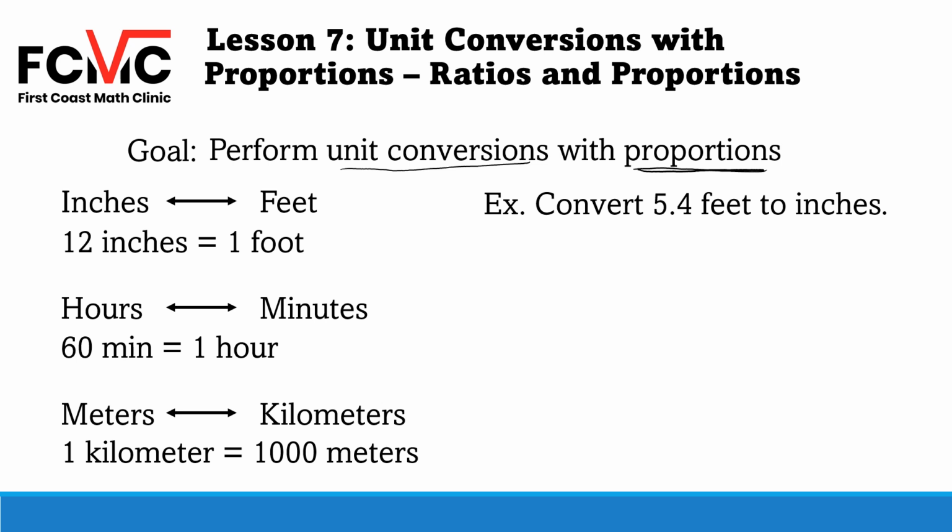If we're converting from feet to inches, our conversion factor is pretty easy. We're going to use 12 inches is 1 foot. So I'll do inches over feet, 12 inches over 1 foot. I want to convert 5.4 feet to inches, so inches is my unknown, that's going to be x, and then 5.4 feet in the denominator. So let's do our cross multiplication.